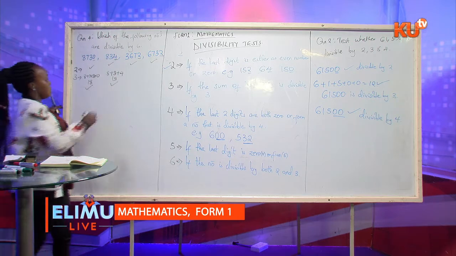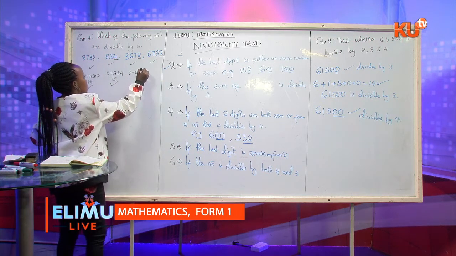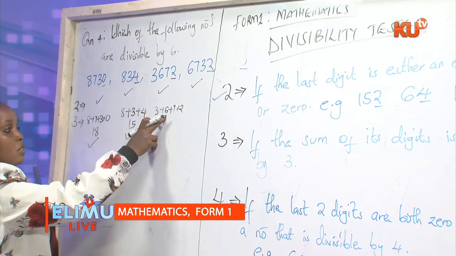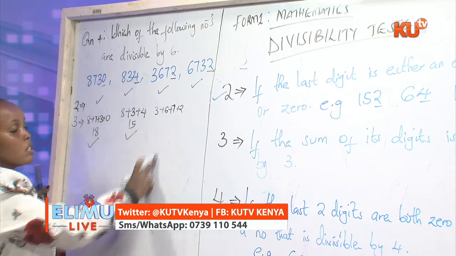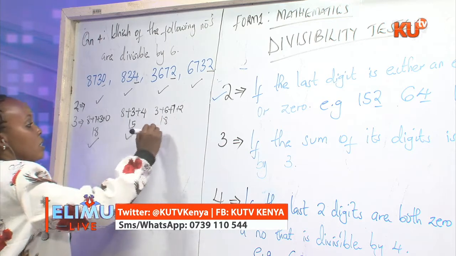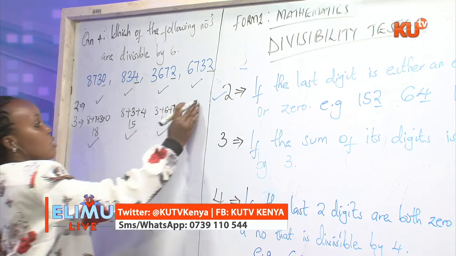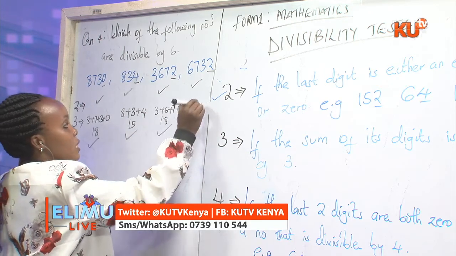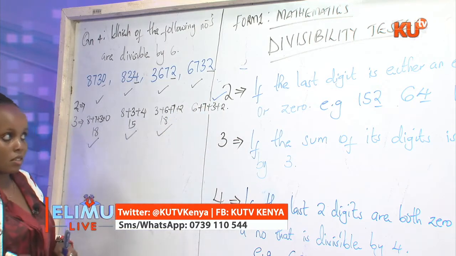We go to the next one. This is 3 plus 6 plus 7 plus 2. So this is 9. 9 plus 7, this is 16. 16 plus 2, this is 18. So that number is also divisible by 3. Then lastly, we have 6 plus 7 plus 3 plus 2. 6 plus 7, that is 13.